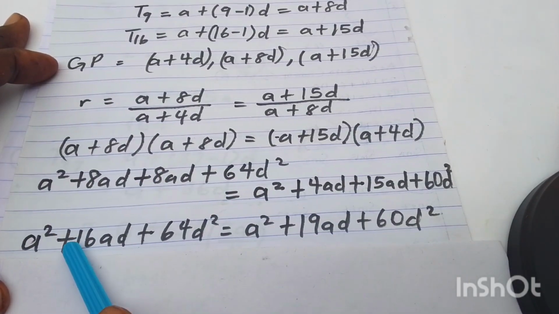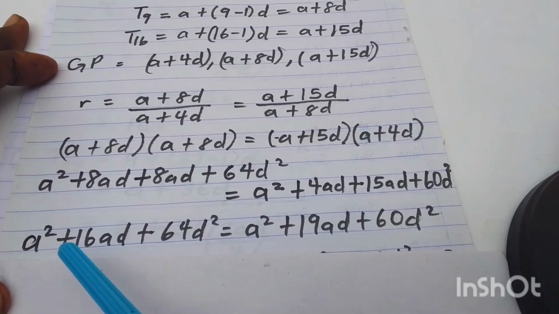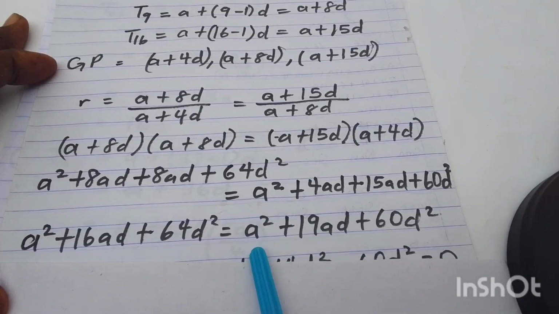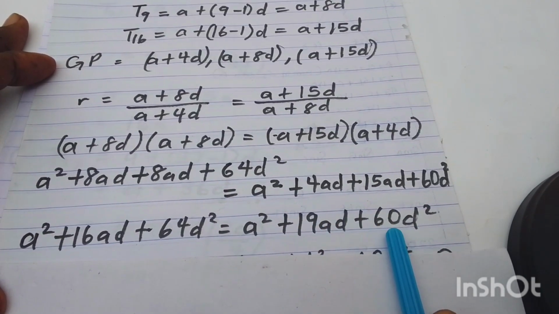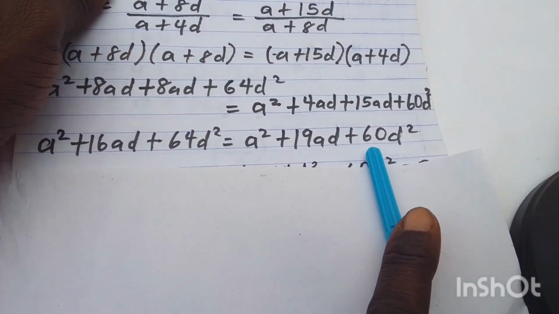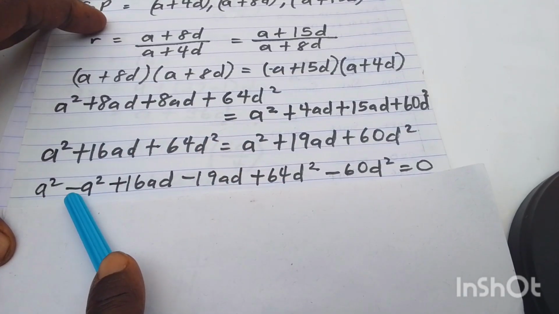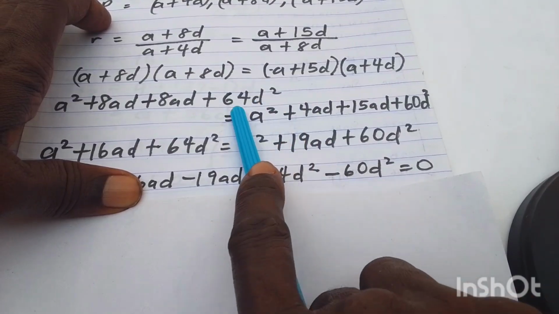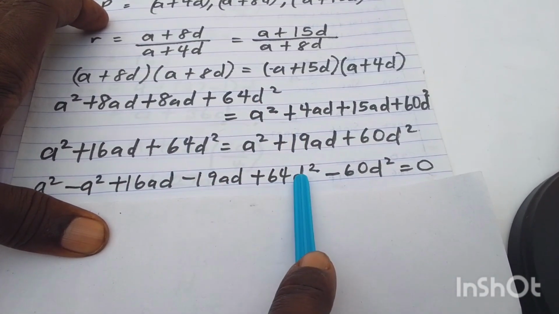So these two are equal. a square plus 8ad plus 8ad gives 16ad, plus 64d square, is equal to a square plus 4ad plus 15ad, which is 19ad, plus 60d square. Now I'm going to equate. I bring this a square to this side, so I have a square minus a square, then 16ad. The 19ad I bring here, so it will now be minus 3ad, plus this 64d square.